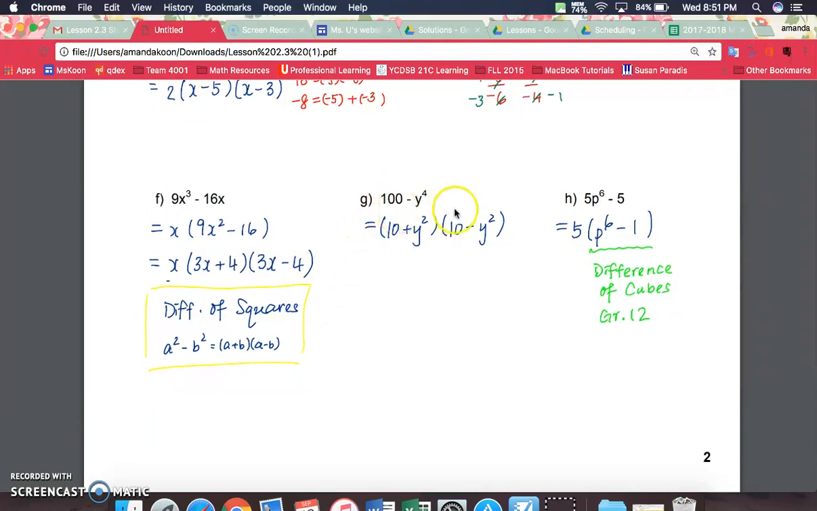In part G, I also see a difference of squares. So here you go. Apply that pattern. Square root of the first term plus square root of the second term, times square root of the first term minus the square root of the second term.